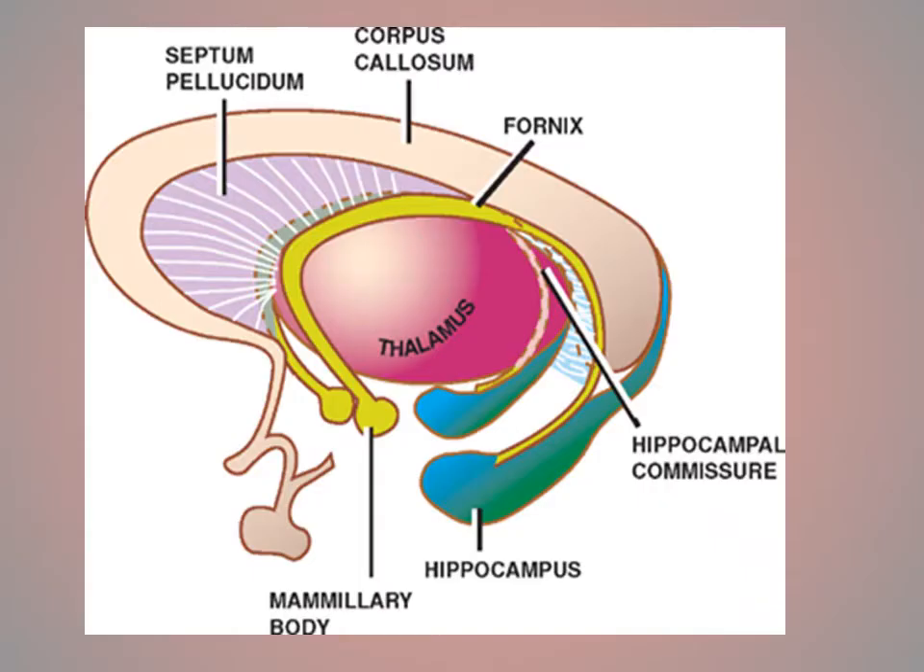Now this is a diagram showing you the relationship of all these commissural fibers. You can see here the corpus callosum, the septum pellucidum, and this is the fornix and the hippocampal commissure. So all these commissural fibers are in relation with each other.